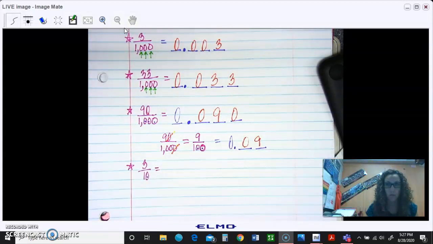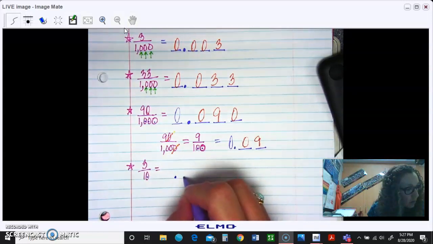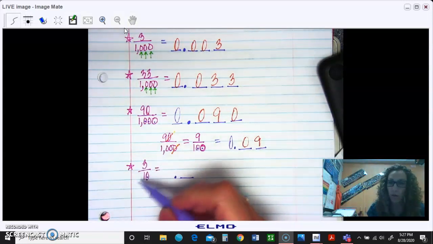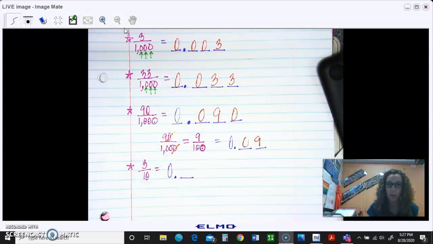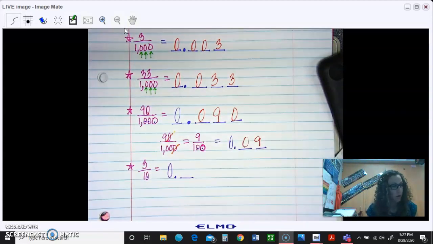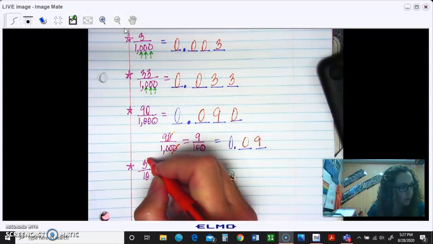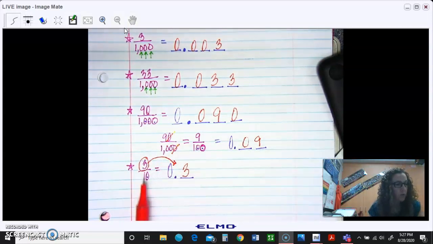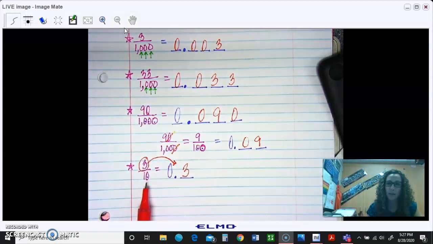One zero. Therefore, only one digit after the decimal. There's not a whole number, so I just put that 0. So all that's going over here, this goes there. So 3/10 is the same amount as 0.3. Okay? Okay, we've got one more sample to try.